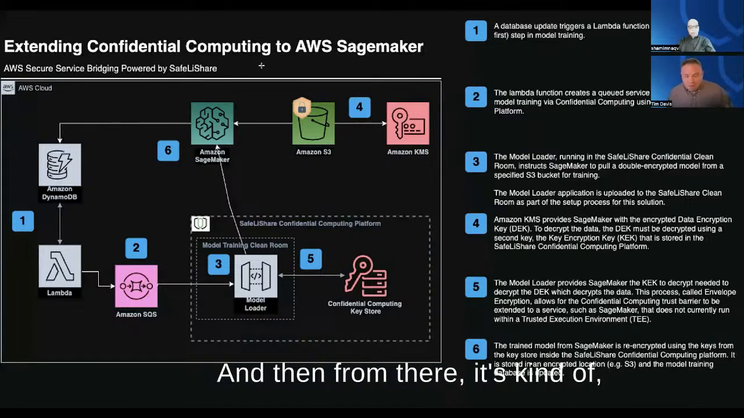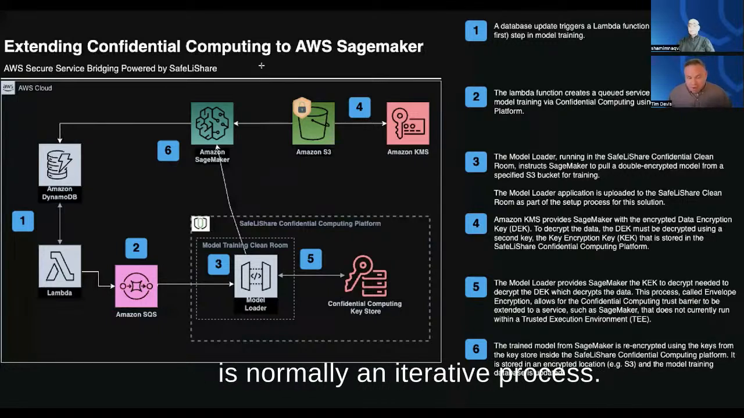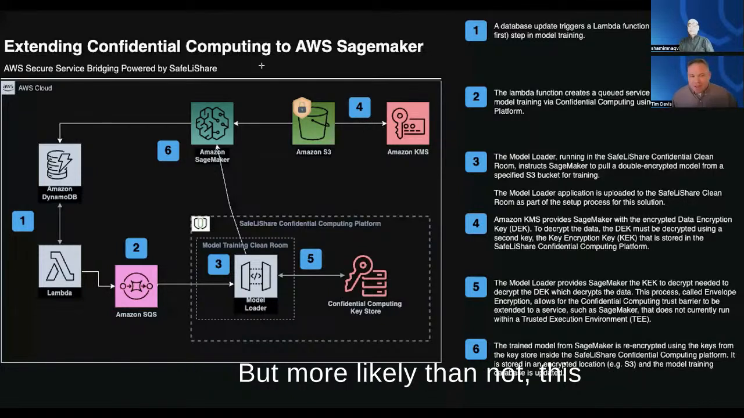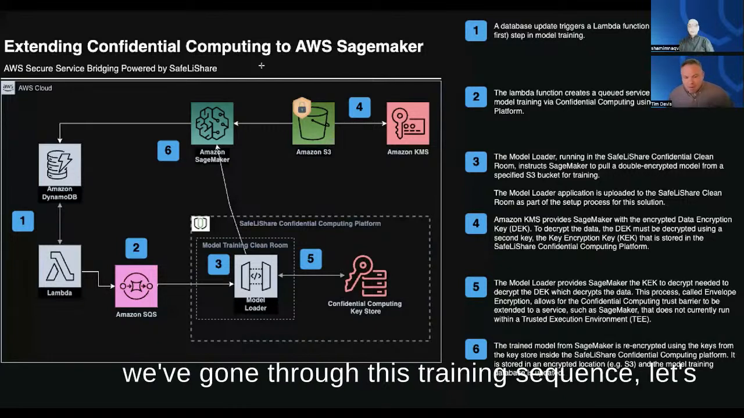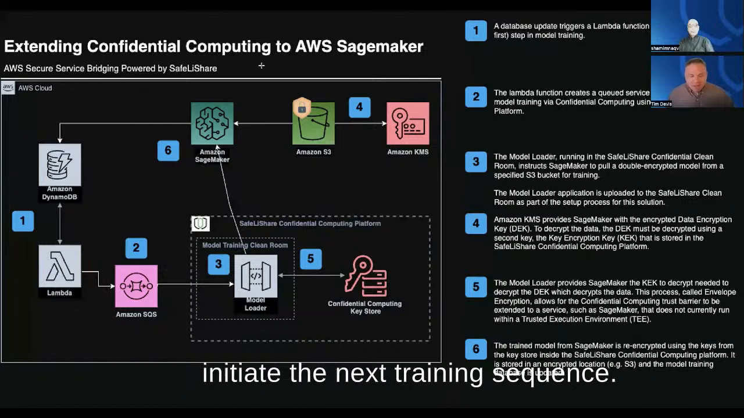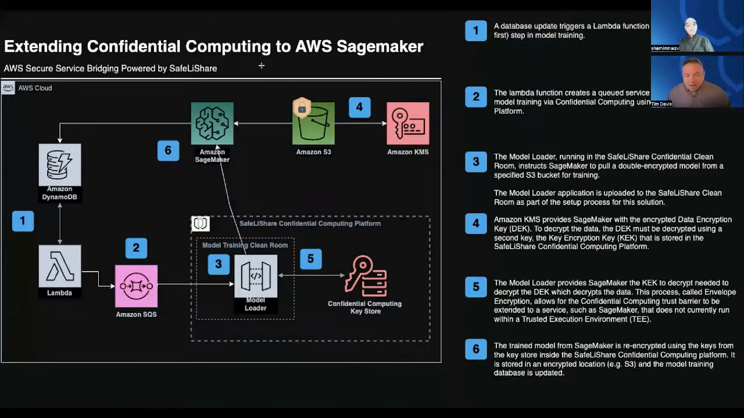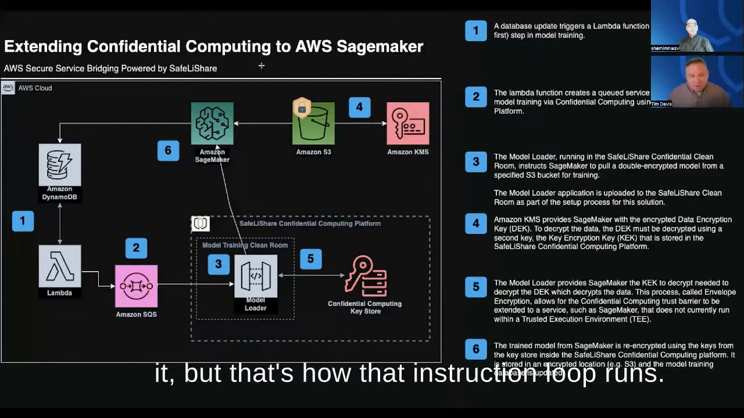And then from there, it's kind of what do you want to do, right? Again, we talked about how this is normally an iterative process. So, at that point, if you're done, you're done. But more likely than not, this is just one step of many. So we update the database that, hey, we've gone through this training sequence. Let's initiate the next training sequence. And that may be against a different set of data. There may be other ways you want to approach it, but that's how that instruction loop runs.